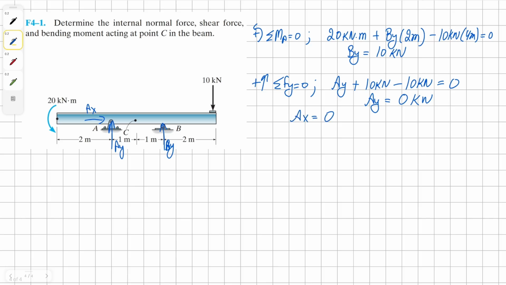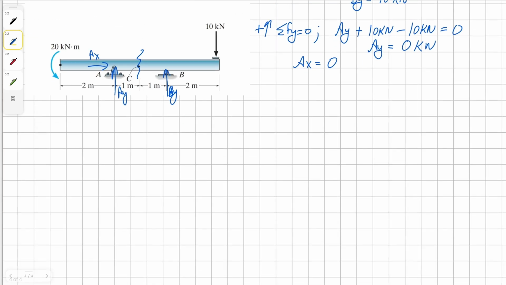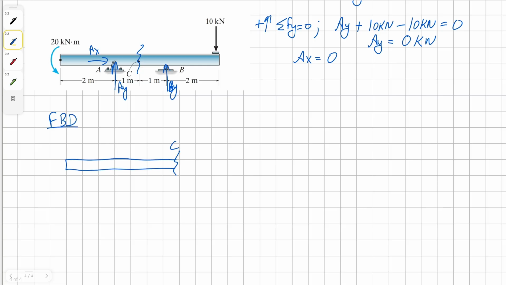Now that we have all the external reaction forces, we can cut our beam at C to find our required solutions for this problem. So now we can either cut this beam and take just the left part of this beam or the right hand side. I'm going to be taking the left hand side, and we solve it by drawing its free body diagram. So the free body diagram is going to look something like this, where we have our counterclockwise 20 kilonewton per meter moment on the leftmost part of this beam.